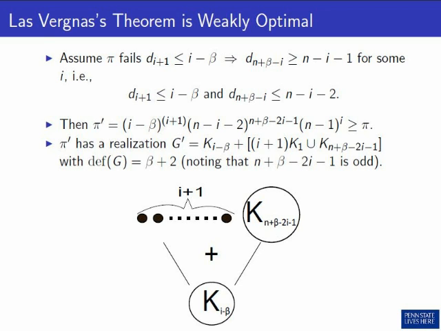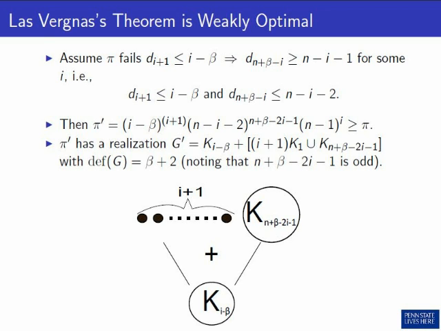We can build this sequence pi prime that majorizes pi, and then this realization G prime of pi prime has deficiency beta plus 2. In particular, if you were trying to find a maximum matching, you would have to match these I plus 1 isolates, as many as possible, to this clique down here, and you would have beta plus 1 left over of these isolates, so they would get unmatched.